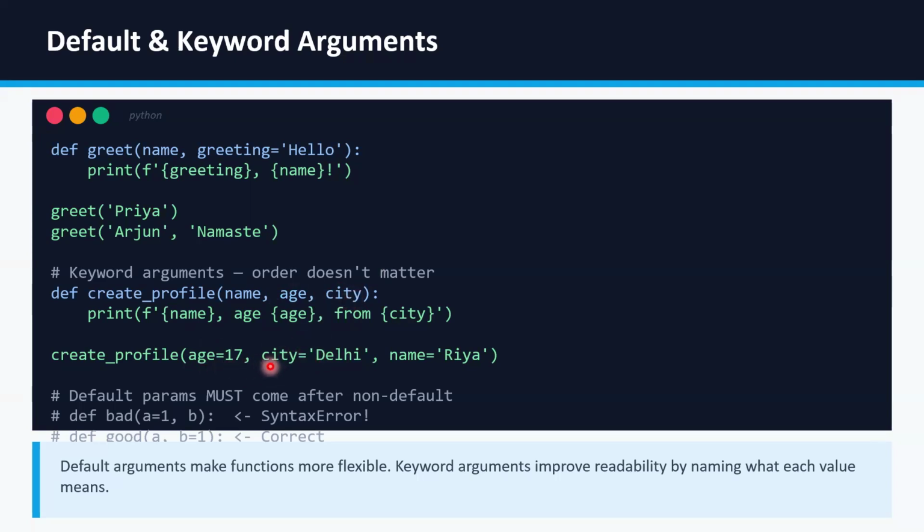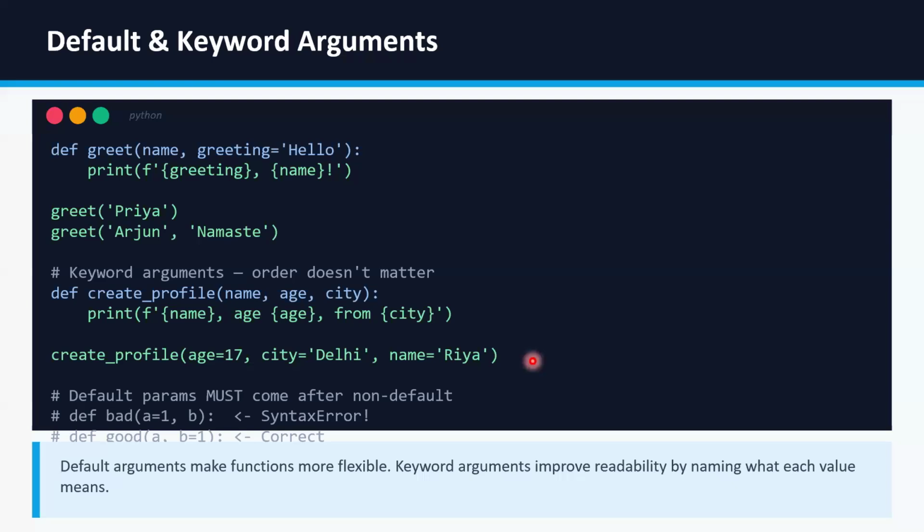Age equal to 17, city equal to Delhi, name equal to Ria. So here what do you see? The order has been changed, but still by correlating the name of the argument and the parameter, it will pick up the right value. So here, what will be the output? Though you are giving first age, second city, name third, when you call this, what will it print?